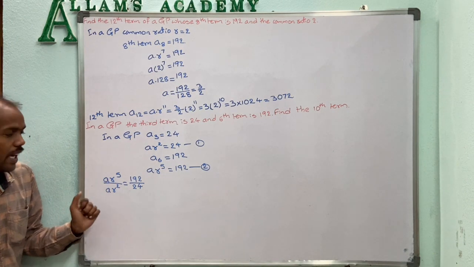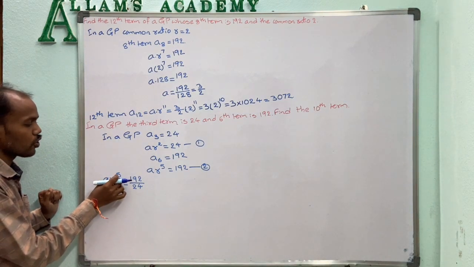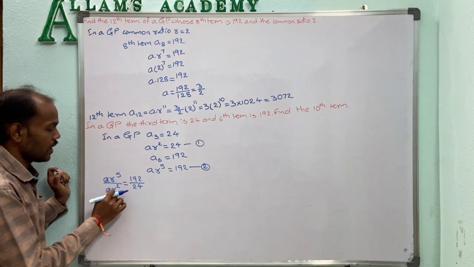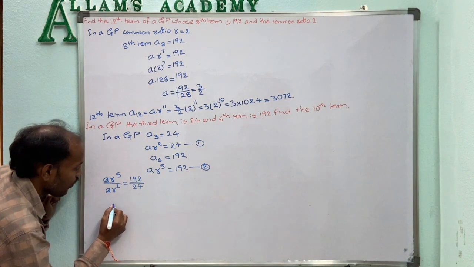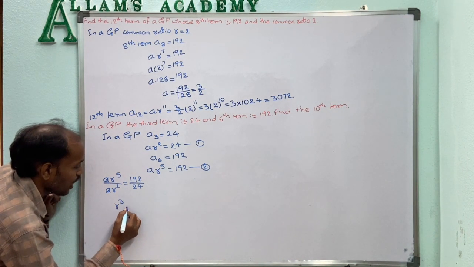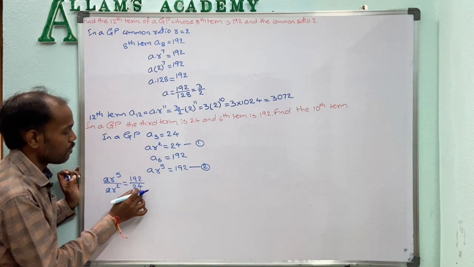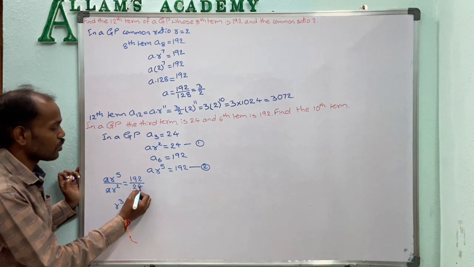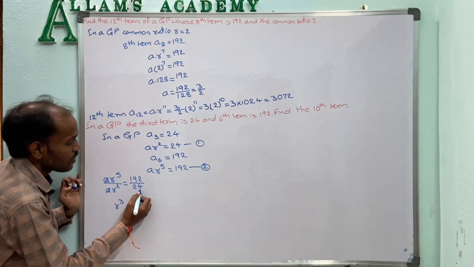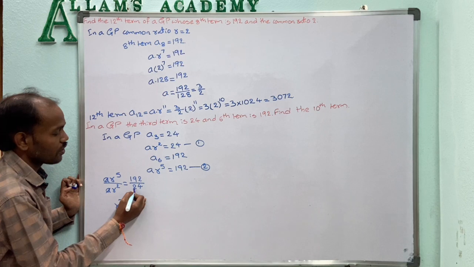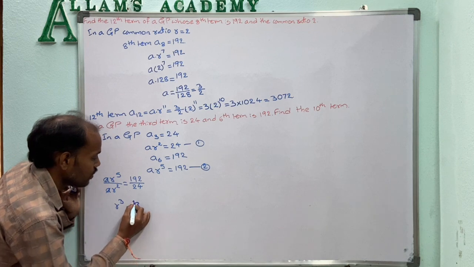Now here a gets cancelled on the LHS, leaving r power 5 by r power 2. Both bases are equal, so a power m by a power n is a power m minus n, that means r power 5 minus 2, that is r power 3. Now 192 by 24: 24 eights are 192. 8 4s are 32, 8 2s are 16, 16 plus 3 equal to 19. So 24 eights are 192.